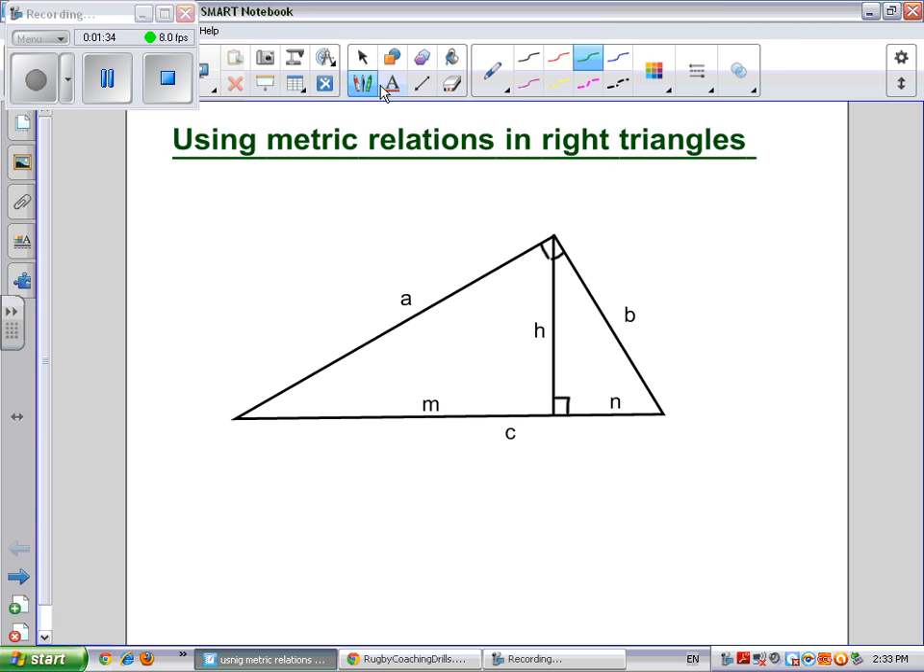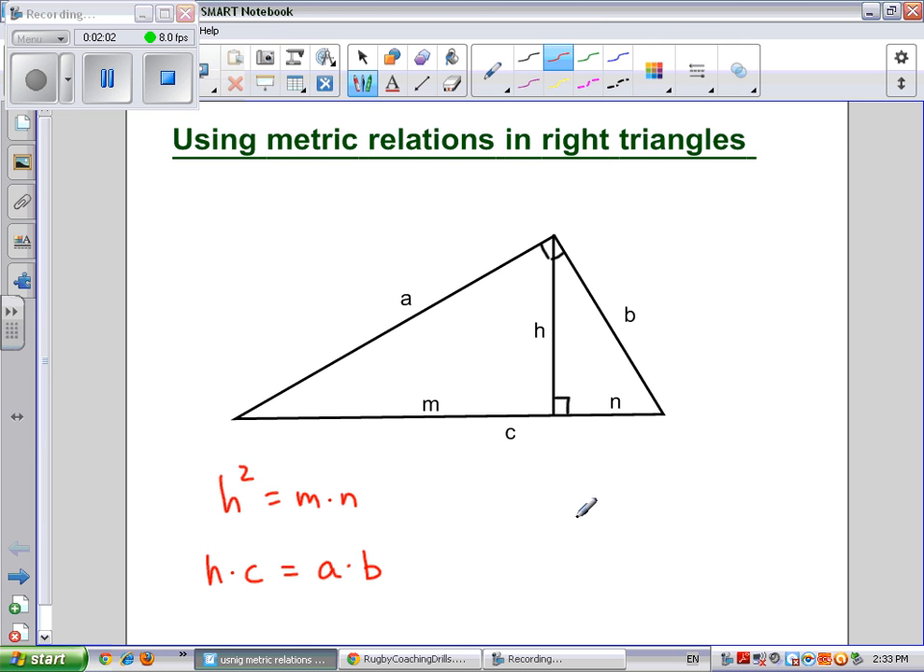The relations you hopefully came up with in class were that the altitude squared was equal to the product of the two parts of the hypotenuse. You also hopefully discovered that the altitude times the hypotenuse was equal to the product of the two legs of the big triangle.